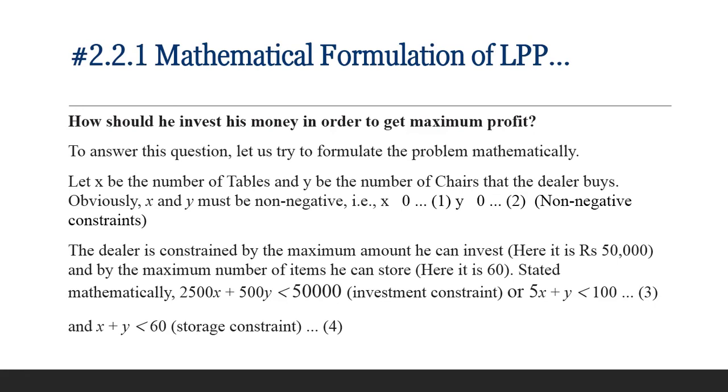The dealer is constrained by the maximum amount he can invest, that is 50,000 rupees only, and by the maximum number of items he can store, that is 60 pieces only. So this is equation number two. You apply this constraint in the form of equation. How? 2500x plus 500y should be less than or equal to 50,000. You have to write it like less than or equal to.